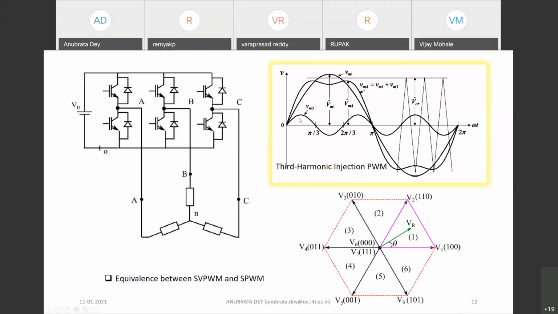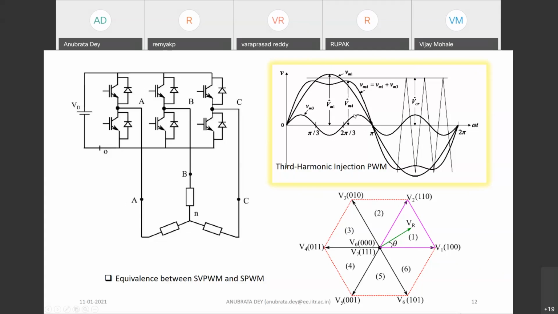Basically, you are not worried about this third harmonic in the phase voltage, because whether you look at line to line voltage or phase voltage, this third harmonic gets automatically eliminated. So you are not bothered about injecting any third harmonic appropriately.